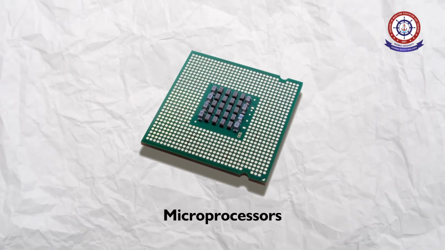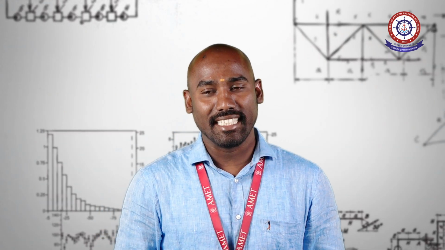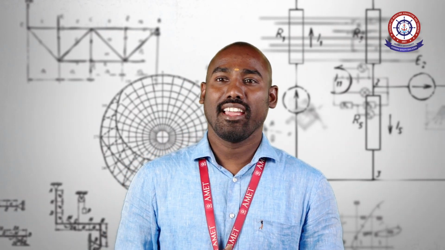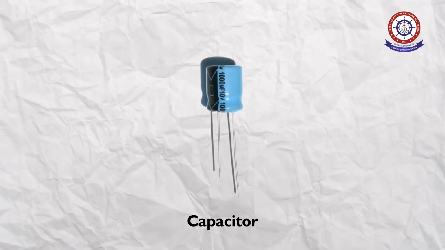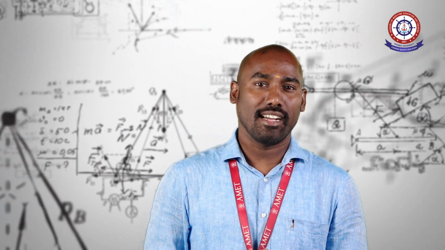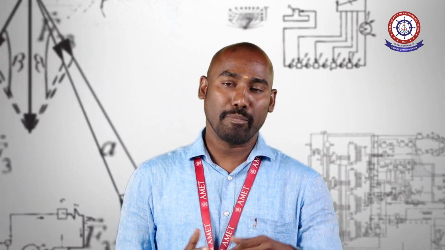What is this? Yes, it's a microprocessor. Very good. What is this? Just guess it. Yes, very good, it is an LED. Next one. Check this, what is this? Transistors. And what is that last one? Yes, good, that is capacitors. So these are electrical and electronic devices that are used in many electrical circuits, completely based on the semiconductor material.